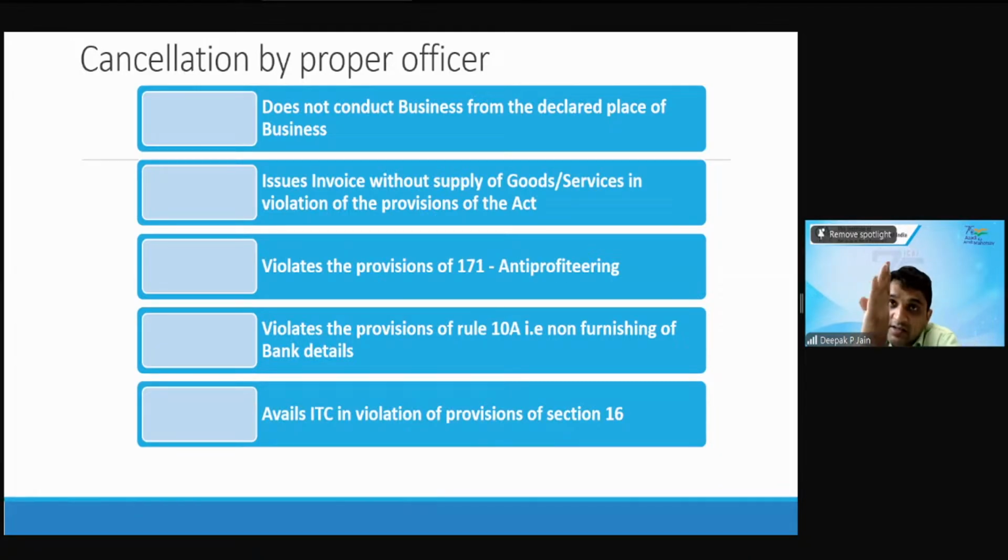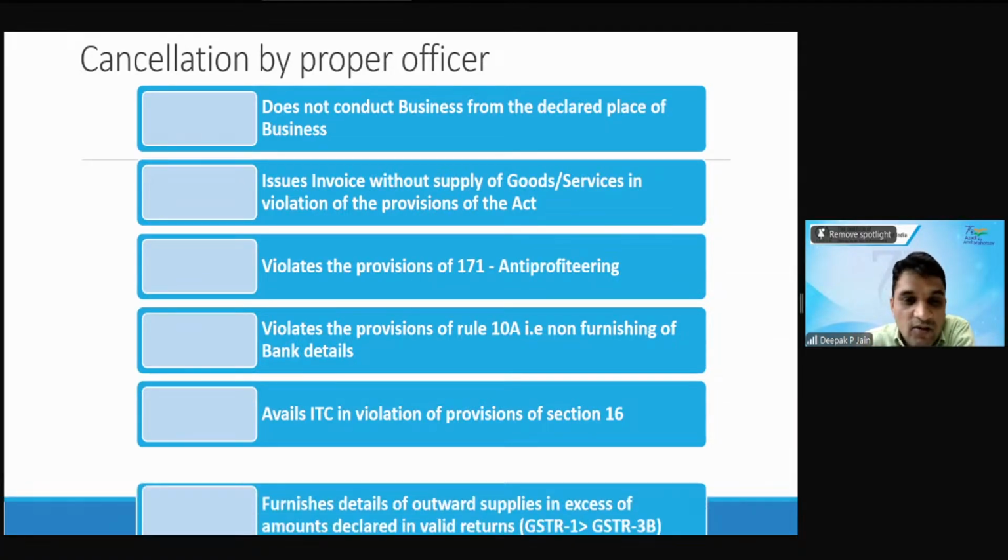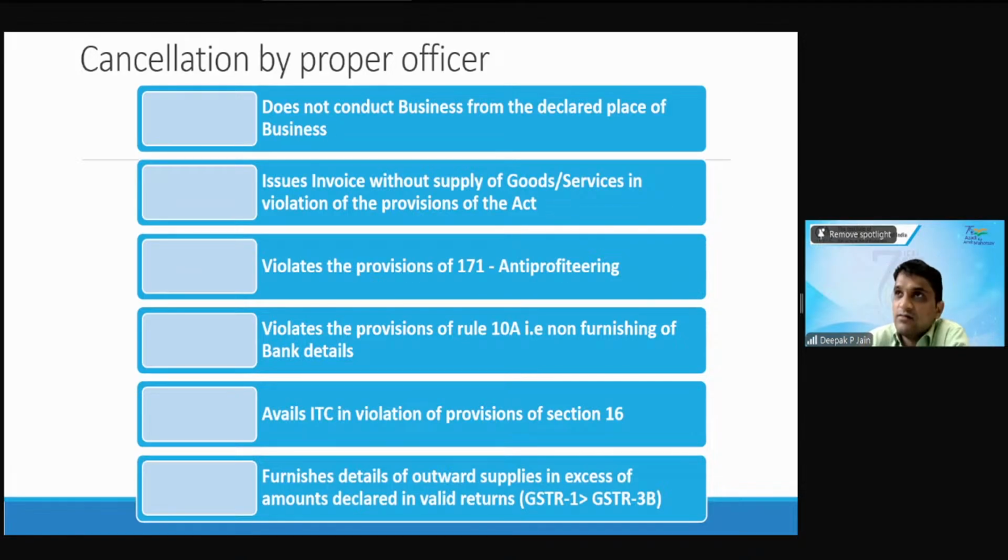And you avail ITC in violation of provision of Section 16, जो सेक्शन 16 के कंडीशंस है उसको आप फुलफिल नहीं कर रहे हो लेकिन आईटीसी गपा गप ले रहे हो, तब भी आपका कैंसिल हो सकता है. You furnish details, so this is a basic thing. Last point, there are other slides, but this slide's last point is that you are supplying and you're declaring more details in GSTR1, but you're paying less taxes in GSTR3B.